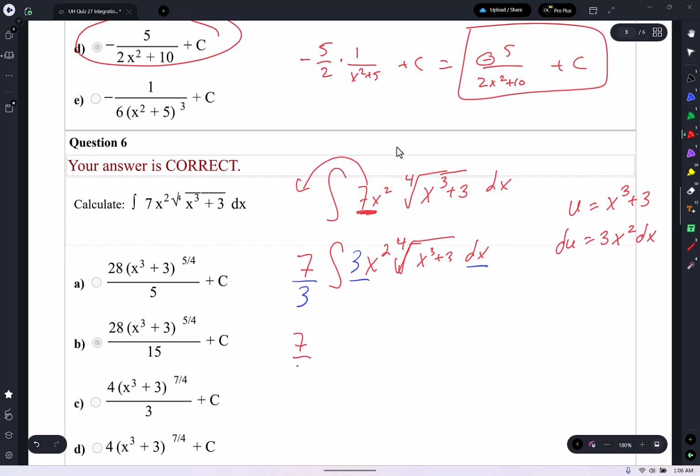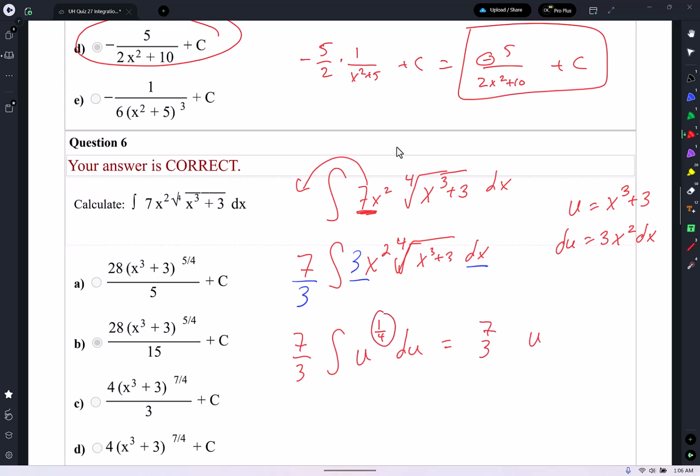So 7/3 integral. That 3x squared dx is du, but put it at the end. And then x cubed plus 3 is u. So I'm going to write u to the 1/4, law of exponents, du. All right, we're good. So here we go. 7/3, leave a little bit of space. U, I'm going to add 1 to that 1/4, so 5/4. Divide by 5/4, which is the same thing as multiply by 4/5, plus c.